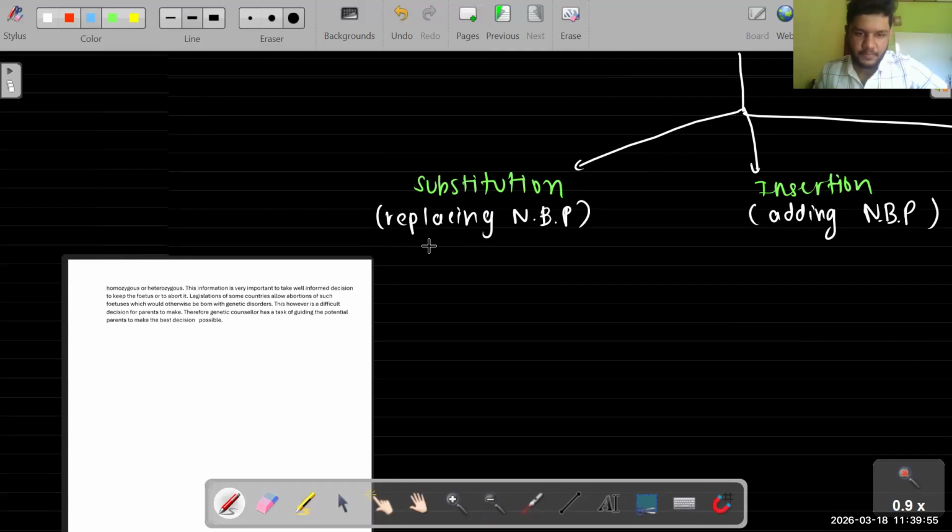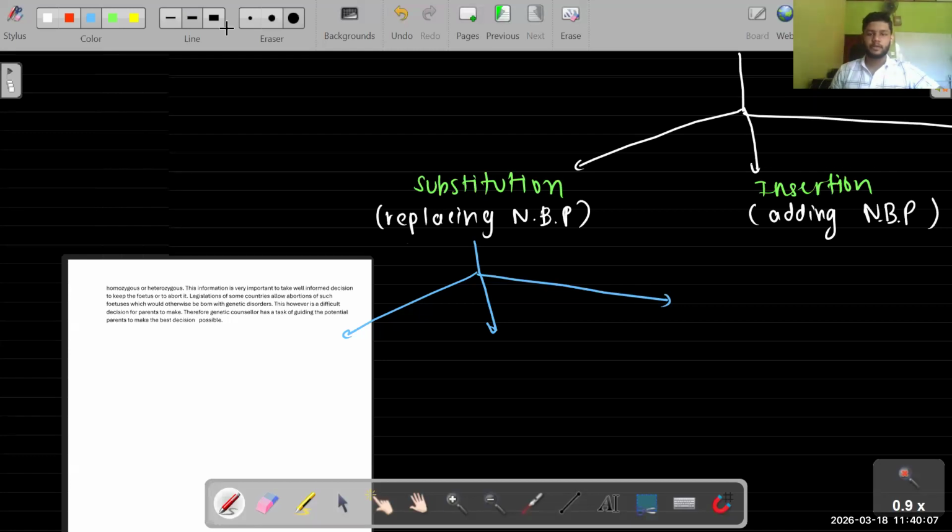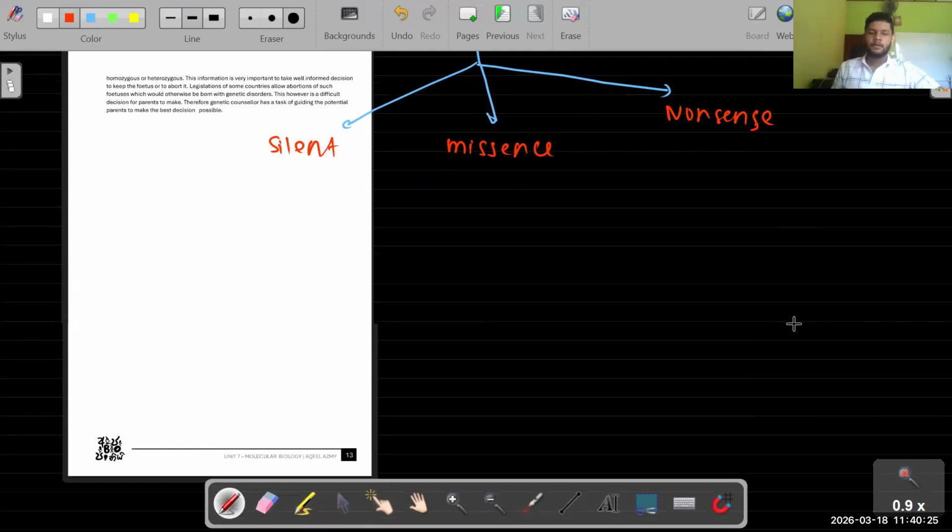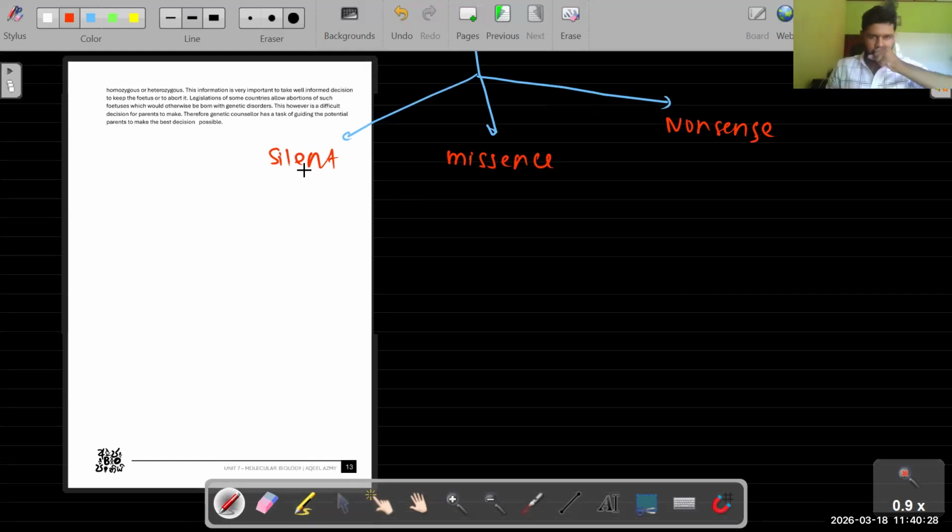So substitution, if you see, substitutions are classified into three. What are they? Can I remember? First one is silent. Second one is missense. Third one is nonsense. Right? Silent means substituting a single nucleotide pair, especially the third nucleotide.